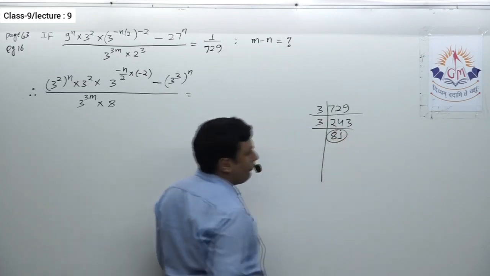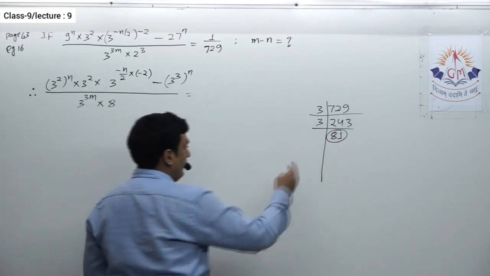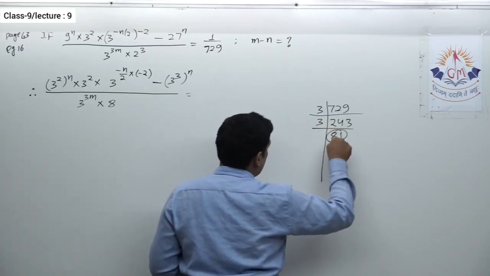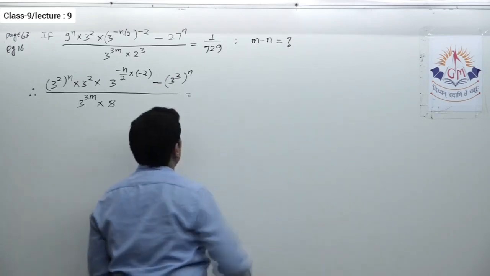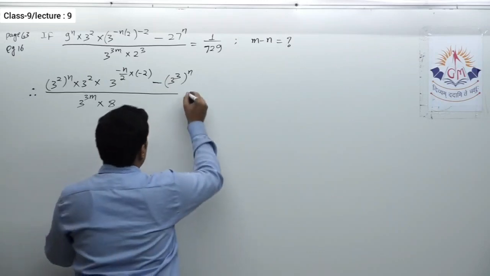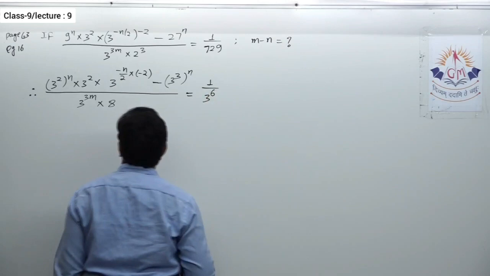Okay, now 81 I already know it is 3 raised to 4. So this ultimately becomes 3 raised to 6. If you are not able to connect that this is 3 raised to 4, find all the factors. Okay, so here it is 1 upon 3 raised to 6.